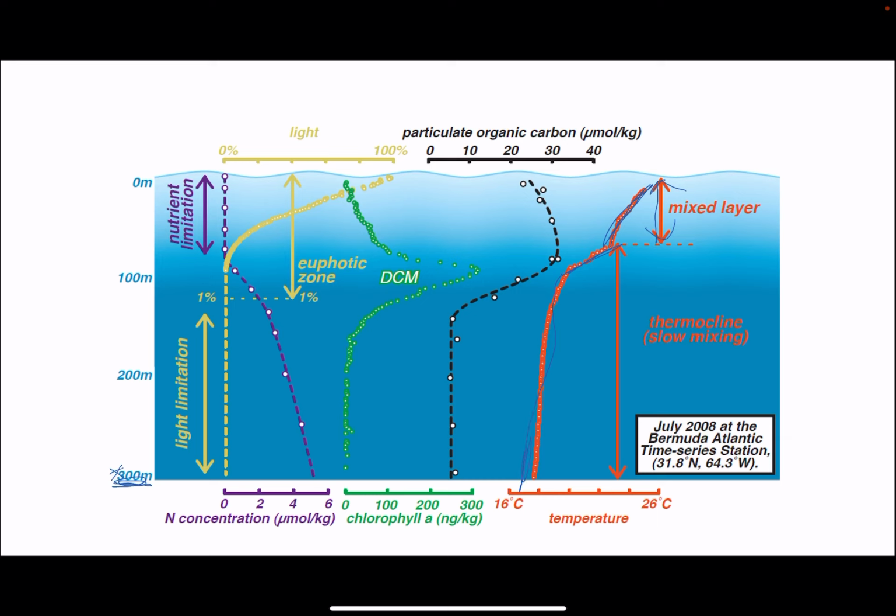You've got light in the yellow here that fairly rapidly gets attenuated, and so you get to this 1% light level fairly quickly, at about 100 meters. Just about below, let's say, 120 meters here, you no longer have enough light for photosynthesis, so now you're light limited. And of course, in the deeper waters is where you have the higher concentrations of nutrients, given by the purple here. And so where you have some nutrients and some light in this region is where you have your chlorophyll maximum. And that's your DCM here, your deep chlorophyll maximum.